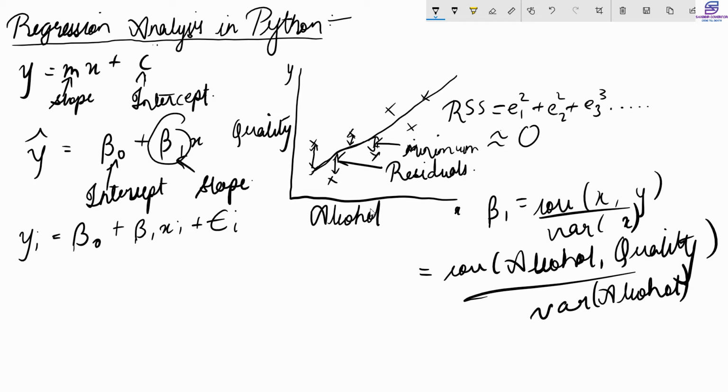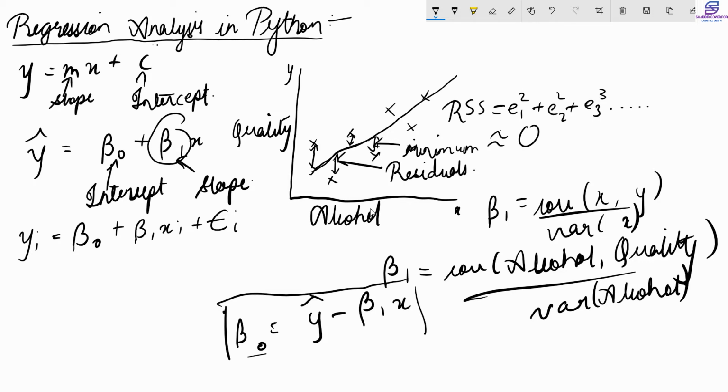Once you get the value of beta 1, we will try to find the value of the intercept. So the intercept will be y hat minus beta 1 x. So from this part we will get the value of beta naught.